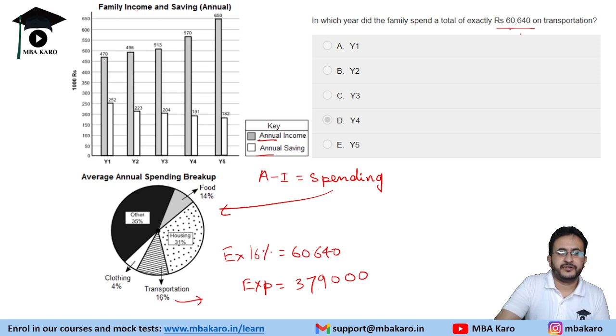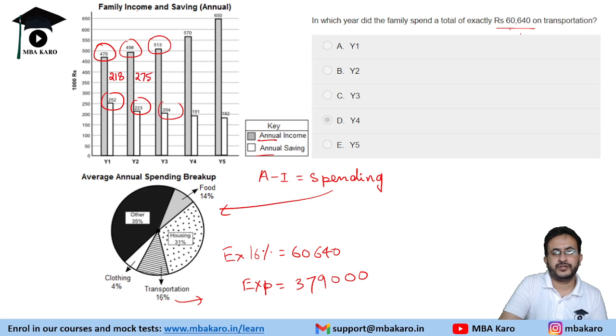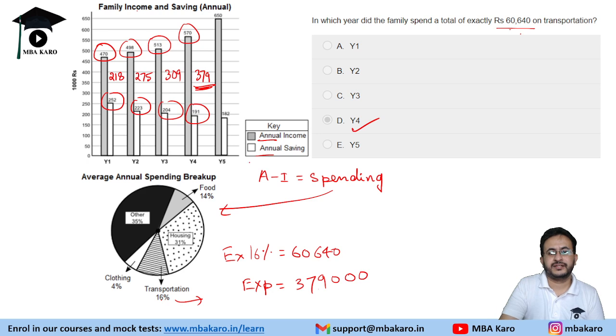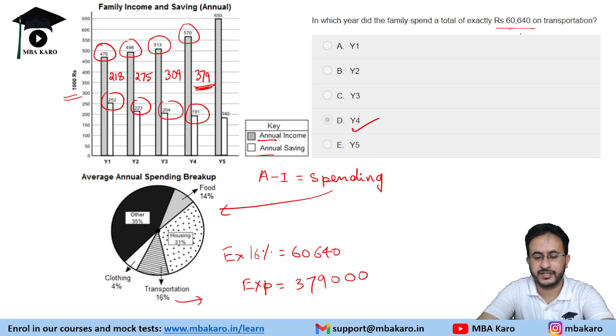Now subtract from it, this is 470 and 252. We will get that expenditure as 218. This is 498, 223, 275, 513, 204. This is 309, 570, 191. This is 379. So this matches. These are in thousands, in 1,000 rupees. So 379,000. So it is in year 4. Or instead of calculating all, one could have just observed the data. 379 or 380 will be in which year.